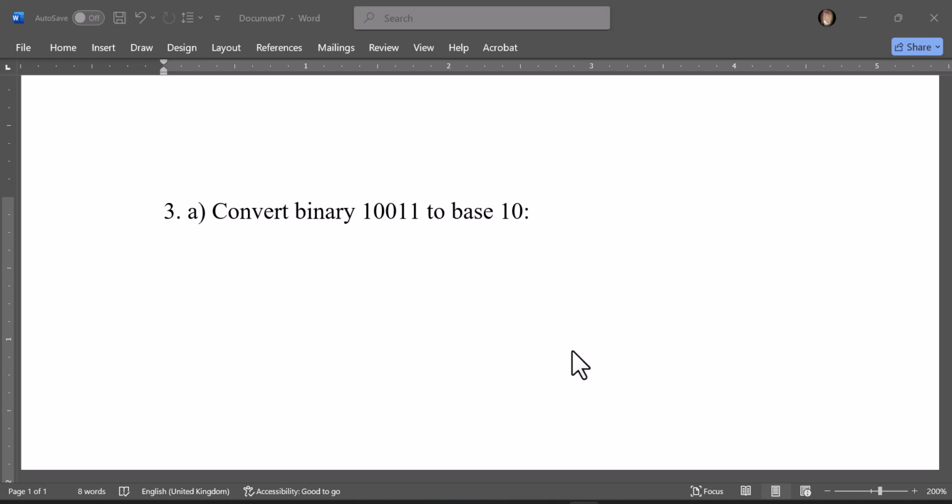Another wonderful day. Now, if you look on the screen, there is a question. Convert binary 10011 to base 10. What are you thinking? What is this question about? Is it math or computing or what? Now, this is a math question and at the same time computing. But for now, we'll be focusing on computing.